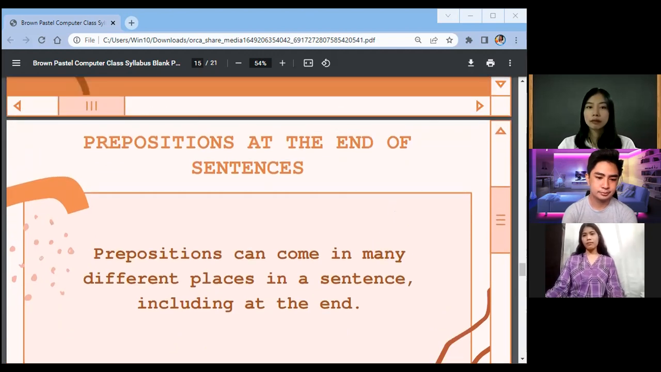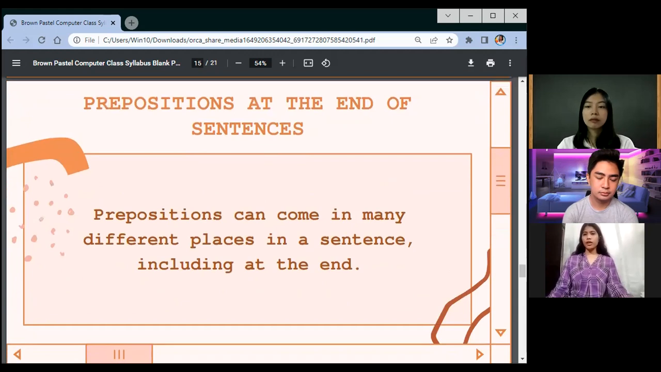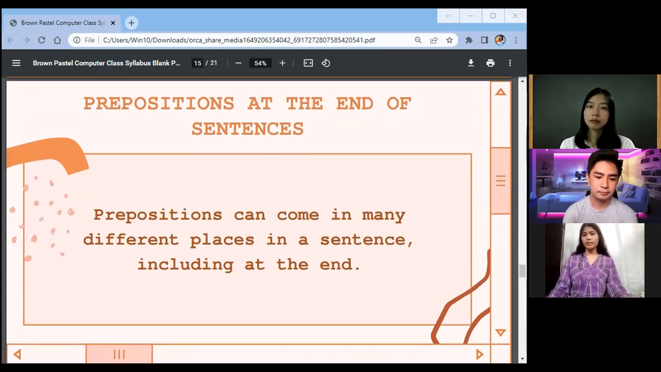Prepositions at the end of sentences. So, like what I've said, prepositions can come in many different places in a sentence, including at the end. So, we shall have examples for this also.